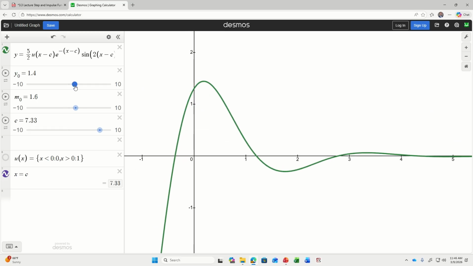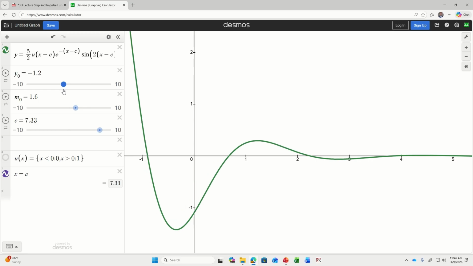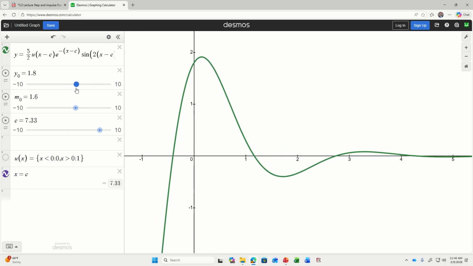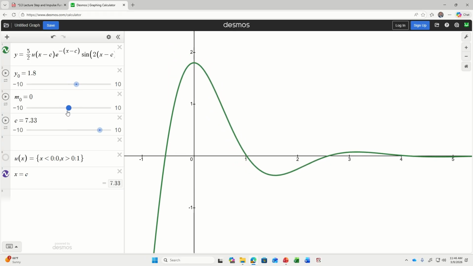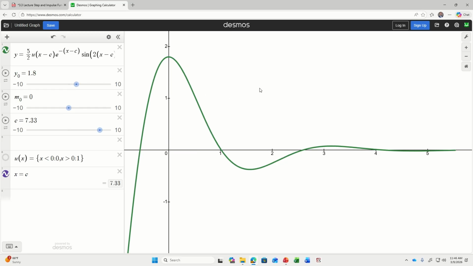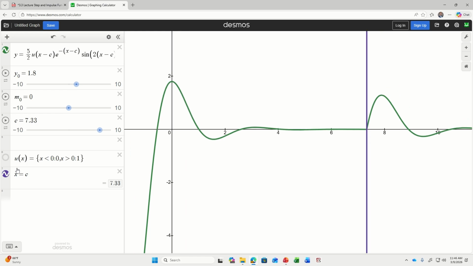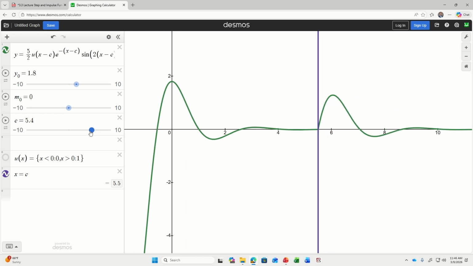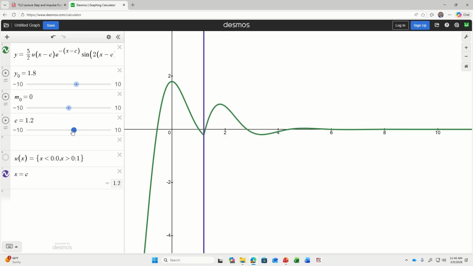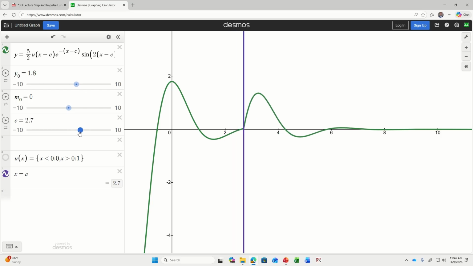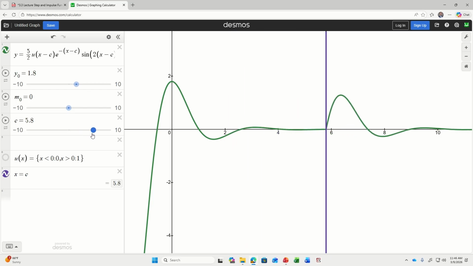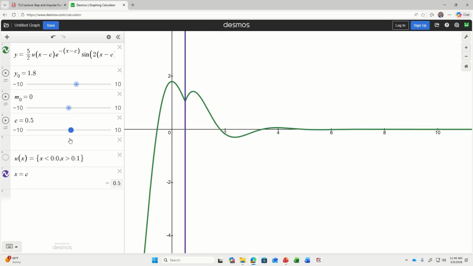Let's double check and make sure my y-intercept works correctly. Seems like it works. Let's make sure my initial slope works correctly. It seems like it works. So I get this green solution for some initial value and some initial slope. And then I'm going to whack it with a hammer at time t equals c. And so, depending on where I hit the thing with my hammer, it's going to change what happens after that point.